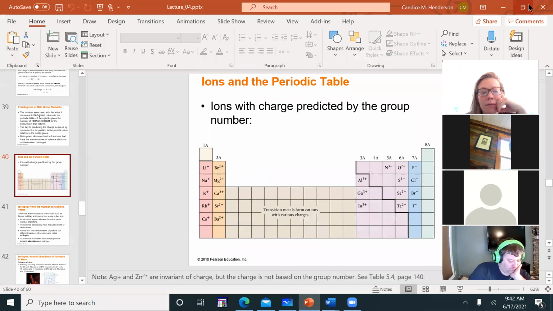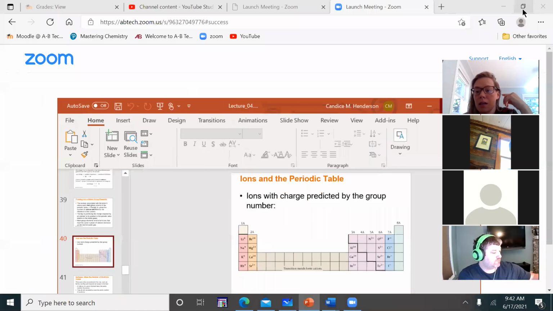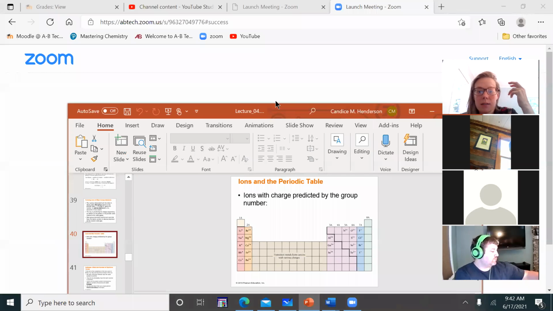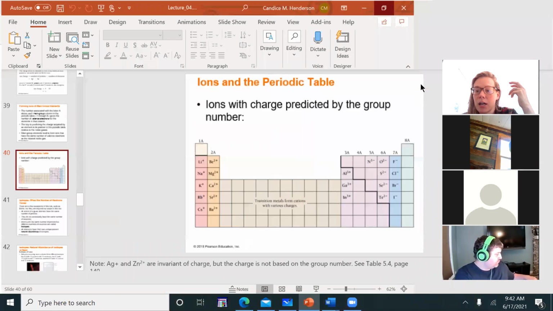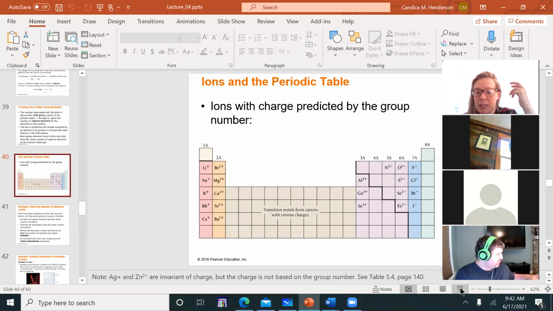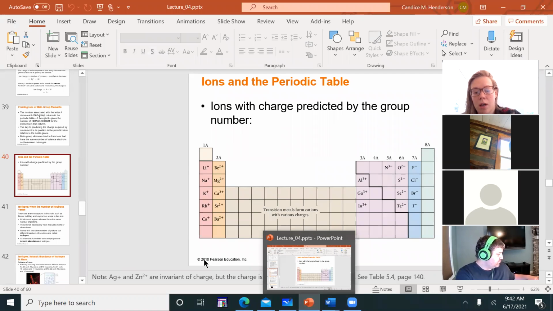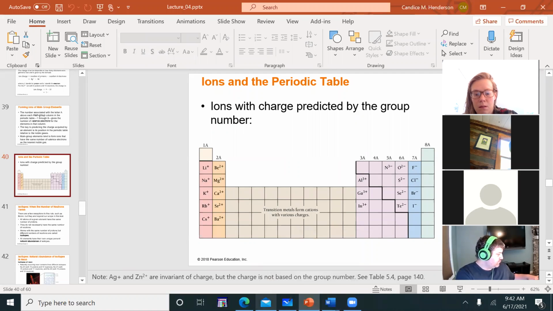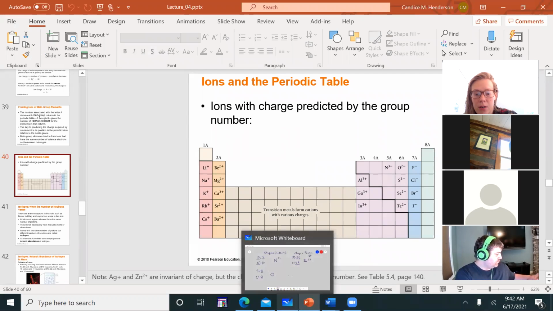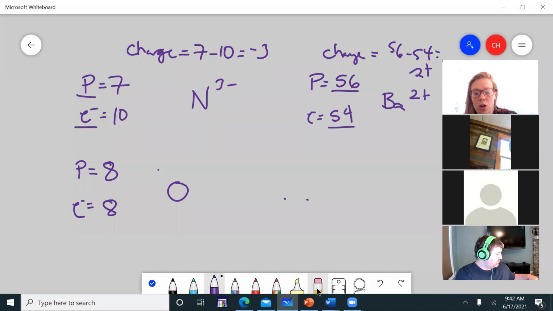Okay, so we left off, we were talking about ions, this concept that the number of electrons within a material can change. So an atom can be either neutral or it can be charged.